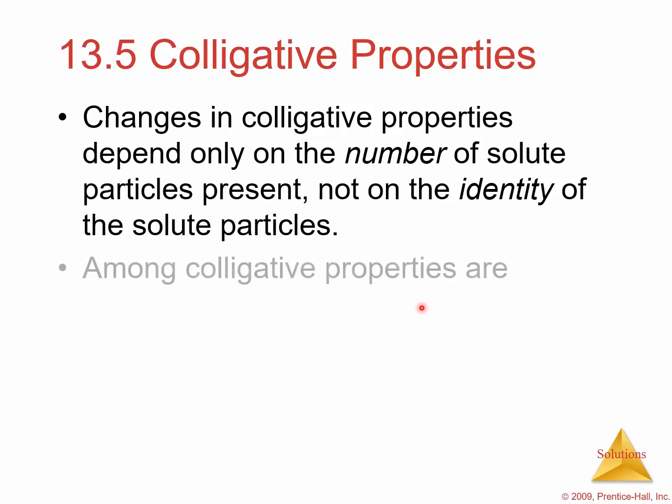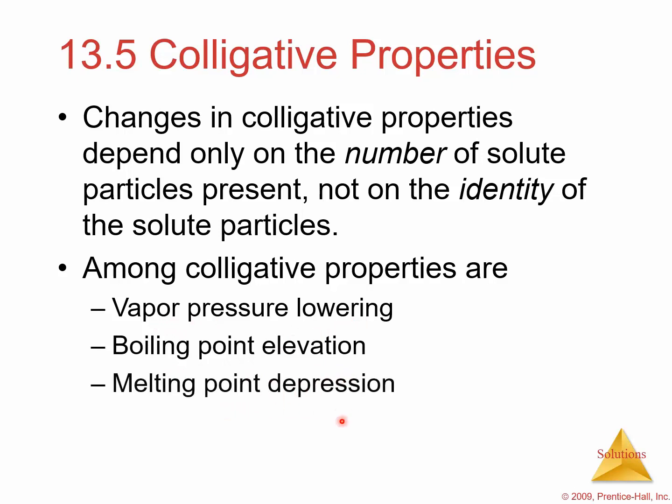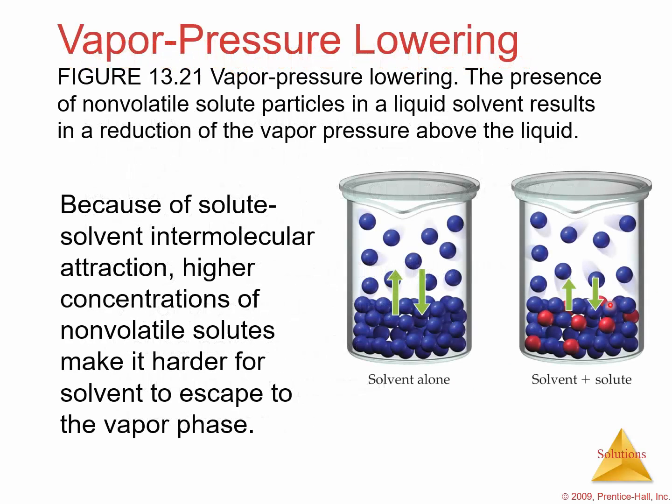So among colligative properties are vapor pressure lowering, boiling point elevation, melting point depression, and osmotic pressure. We are going to examine each of these, but notice how the concentration of the solute affects the property relative to that of the pure solvent. Let's start with vapor pressure lowering.